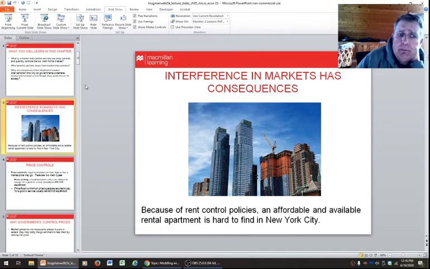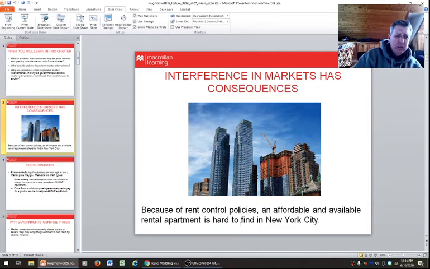Interference in markets has consequences. Yes. Because of rent control policies, affordable and available rental apartments are hard to find in New York City. So Krugman starts off, boom, he's a New Yorker, although he and his wife have a place on Nantucket. They've become very wealthy writing for the New York Times and doing other things, writing books mainly.